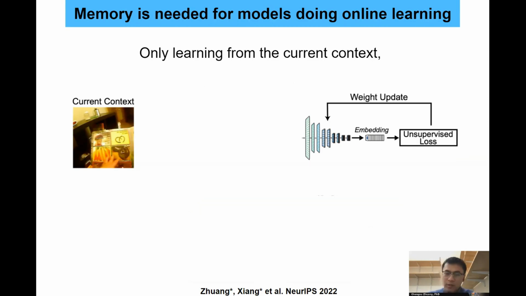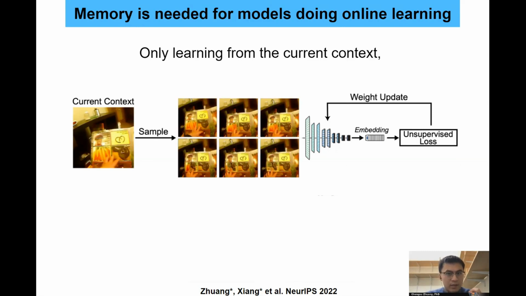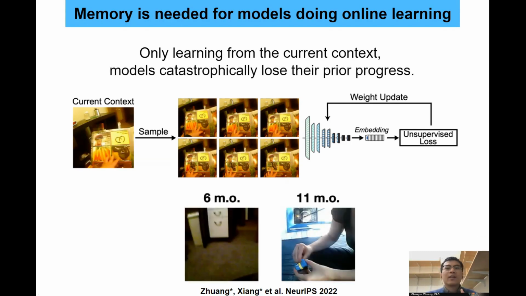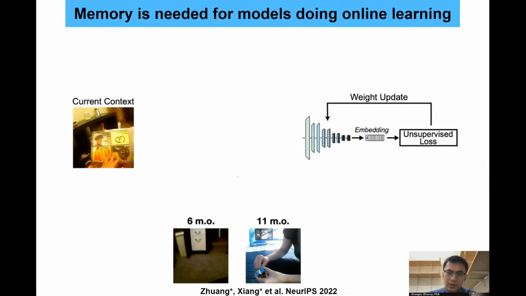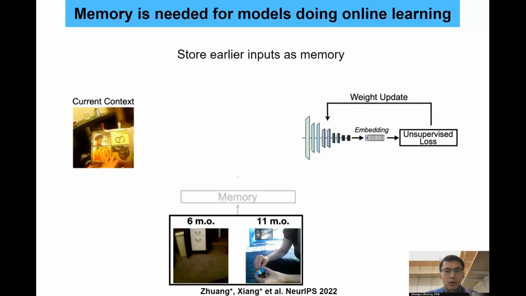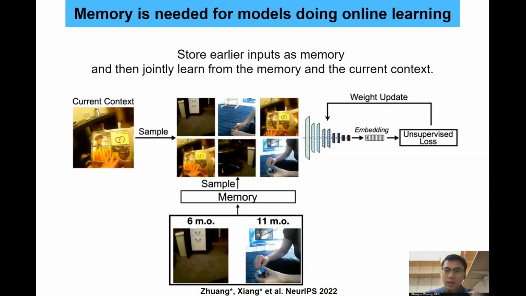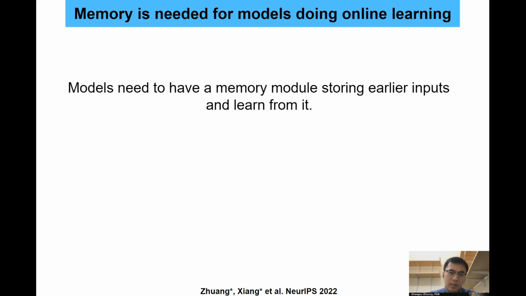But this means learning only from the current context, which is actually not a simple task, because if you only learn from the current context, like just sample from it and learn from it, you will quickly lose your progress on earlier inputs. This is why we developed a memory storage system, and we store all the earlier inputs as memory, and we jointly learn from memory and the current context. Now the memory is still implemented in a very simple form, which is that we store all the earlier inputs and then we randomly draw samples from it. But we expect that making it more like the human memory system will also make the learning better.